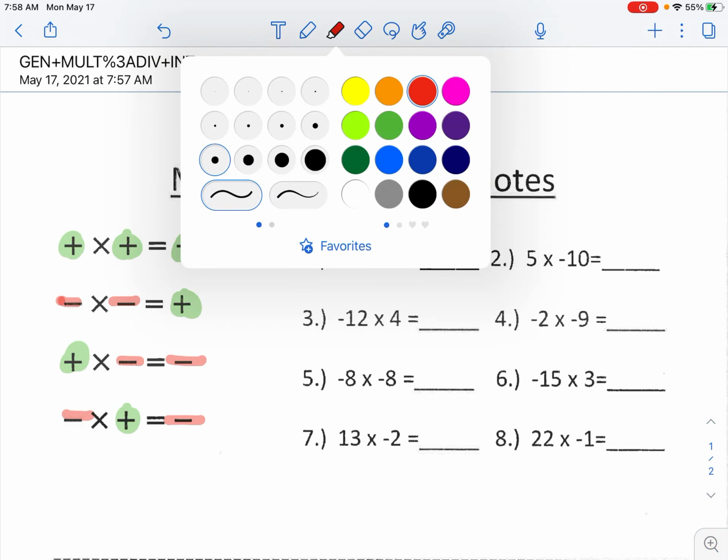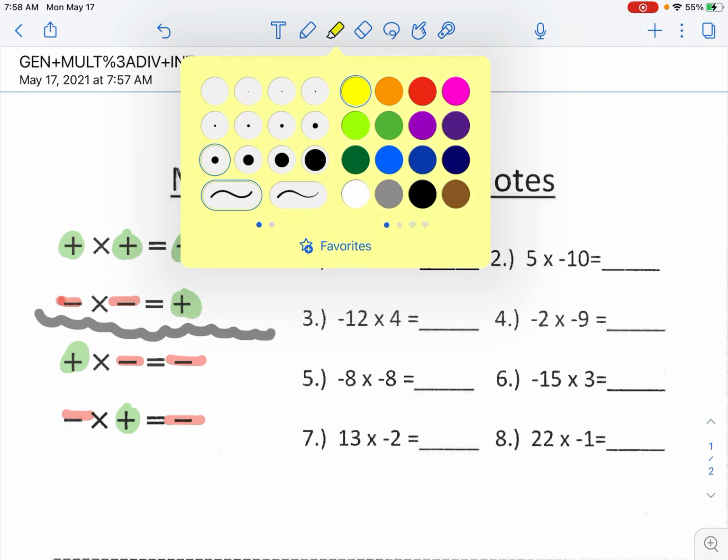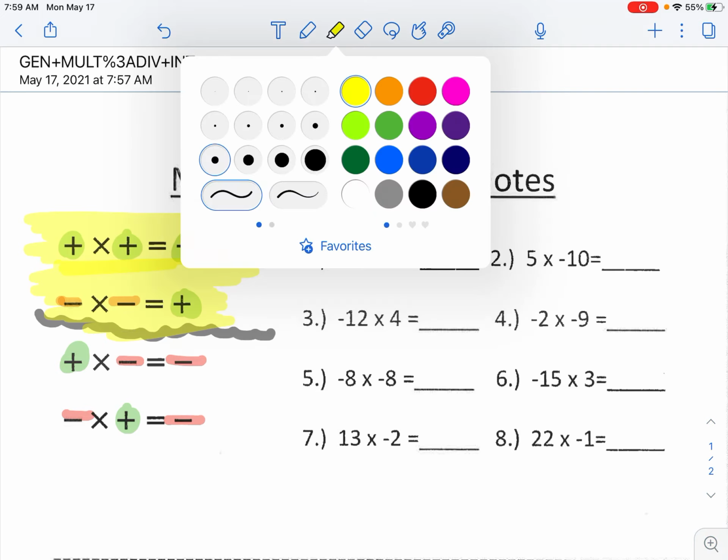And then the next thing we're going to do is divide this into two separate sets of rules. If we look at the first set of rules at the top, when you multiply a positive number times a positive number, your answer is going to be a positive. And when you multiply a negative number times a negative number, your answer is also positive. So anytime you multiply two integers and they both have the same sign, either both positive or both negative, your answer will always be positive.